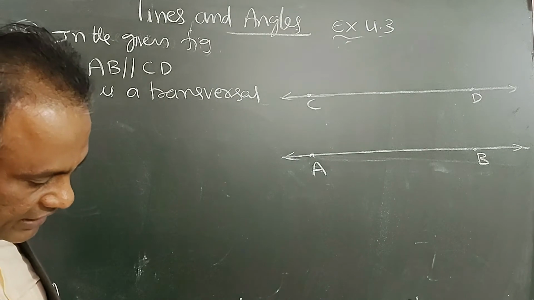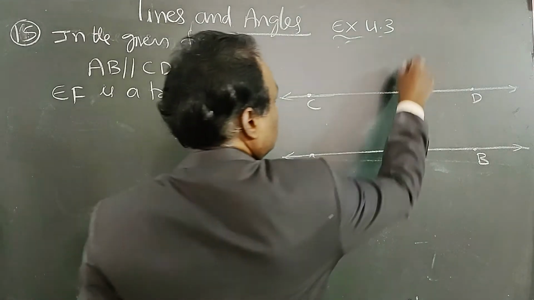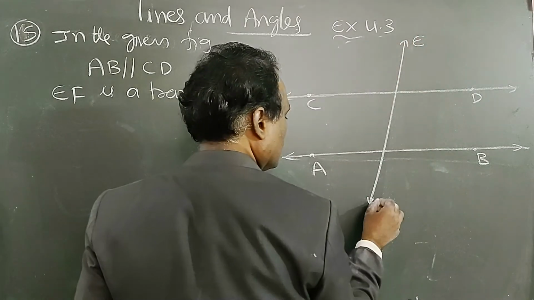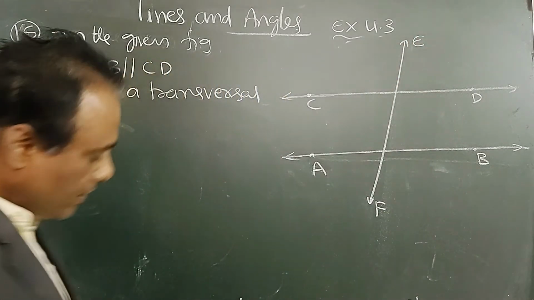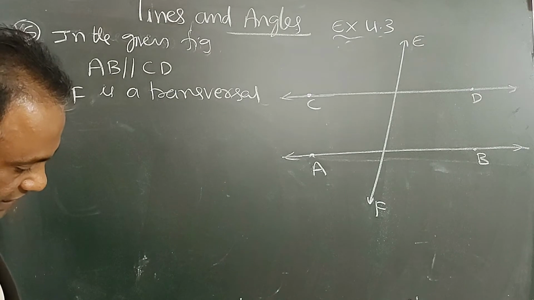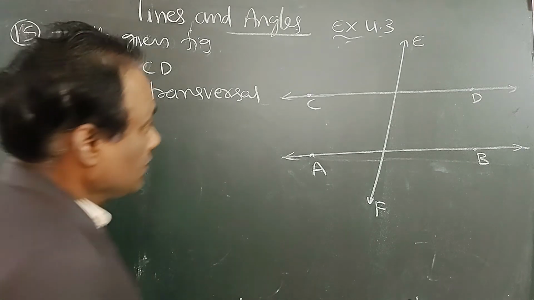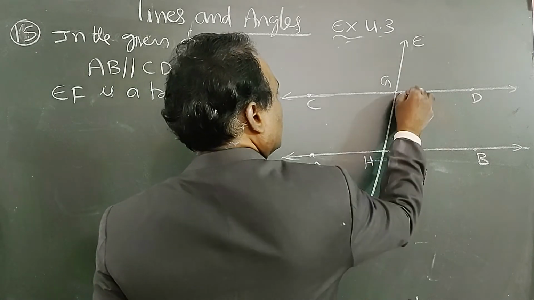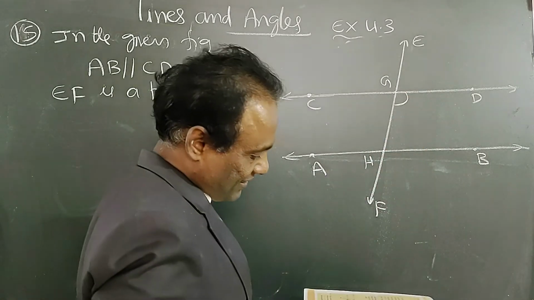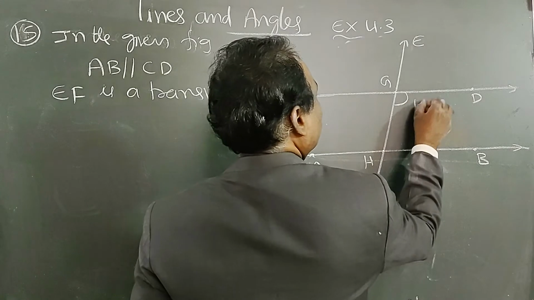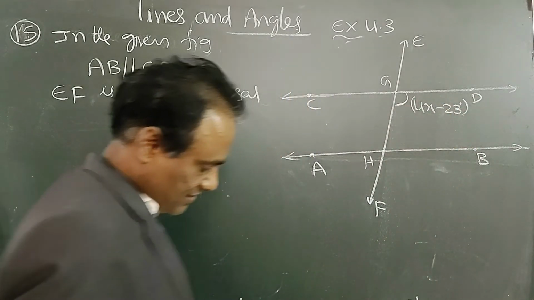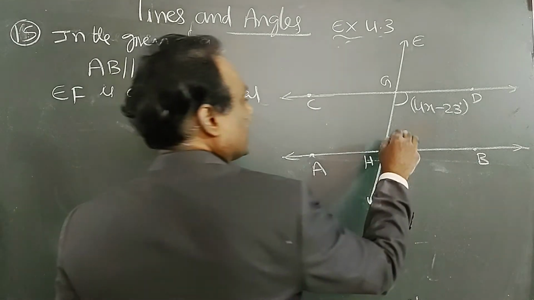AB, CD, EF, GH. This angle is 4x minus 23. This angle is 3x.